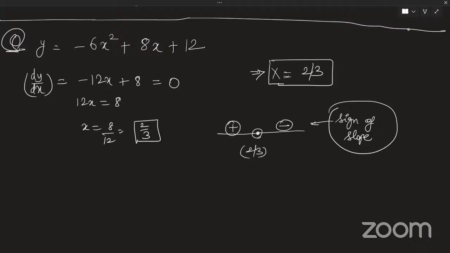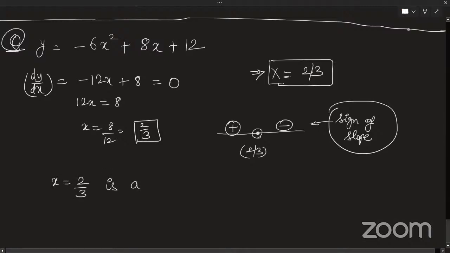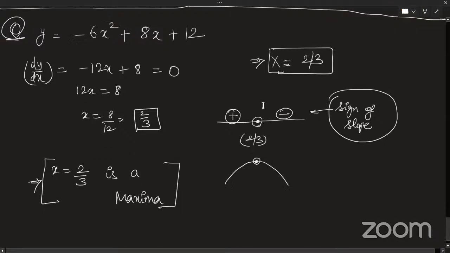So how will this point behave? X is equal to 2 by 3 is a, what is it? First it is plus, that means it will first go up and then come down. Maximum. Yes, exactly. This point is a maximum. Correct? Yes, sir. Great. Good to hear that.